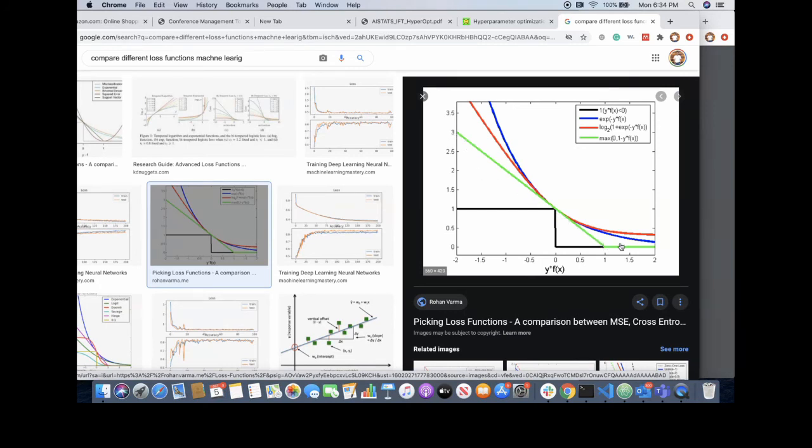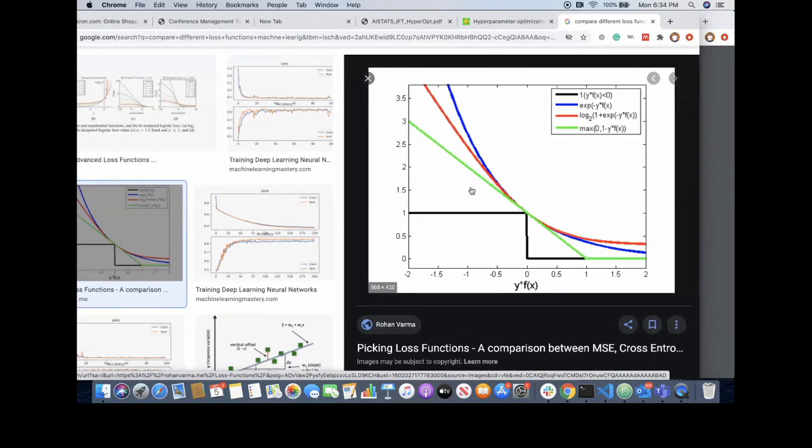So this green line is the hinge loss, and this is essentially this term, max of 0, comma 1 minus y multiplied by f. So this goes linearly as 1 minus y multiplied by f becomes negative, and as y multiplied by f becomes larger than 1, this becomes 0, okay?